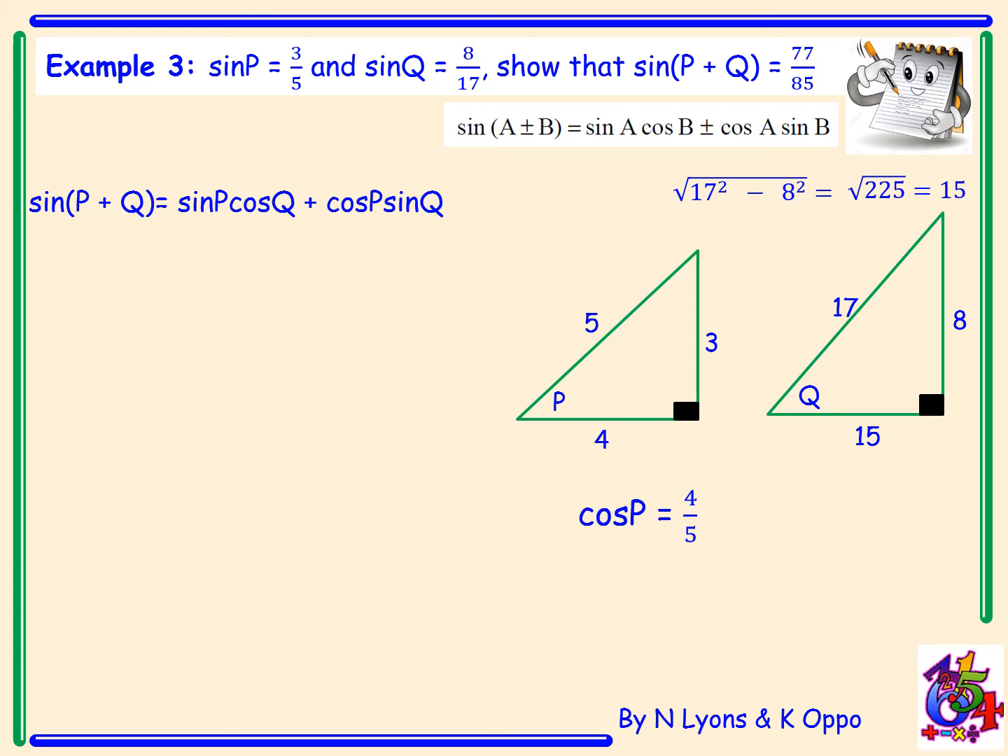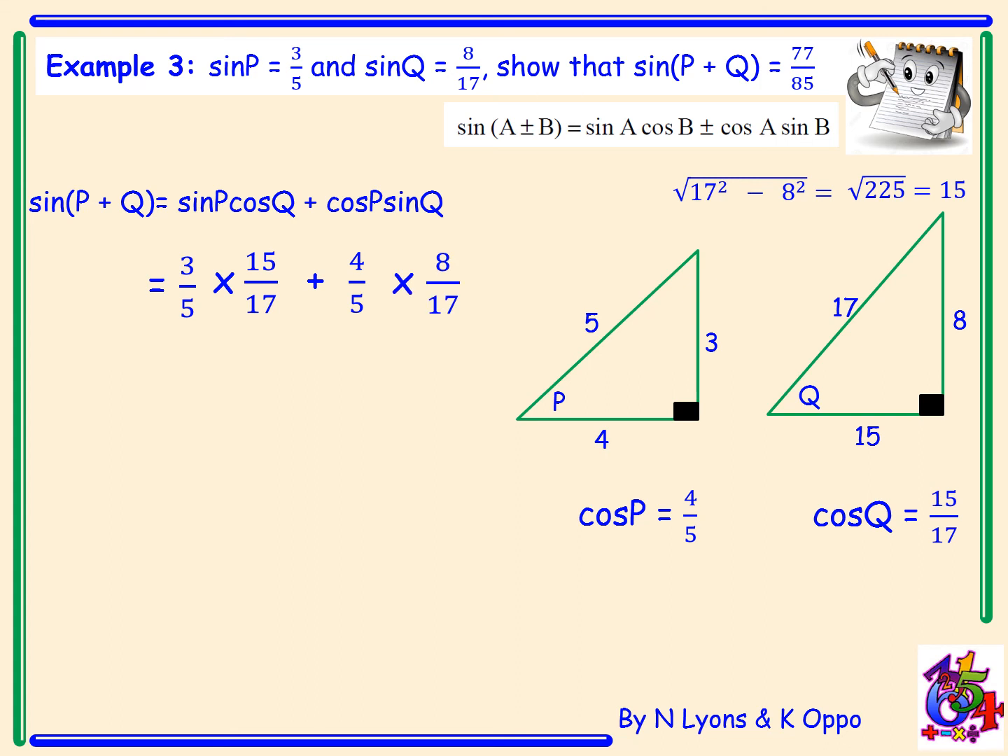So cos P is equal to adjacent over hypotenuse, which is 4/5, and cos Q is again adjacent over hypotenuse, which is 15 over 17. Now that we know each angle's exact value, we can plug this into our compound angle formulae. So sine P is 3/5, and that's multiplied by cos Q, which is 15 over 17. And cos P is 4/5, which is multiplied by sine Q, which is 8 over 17.